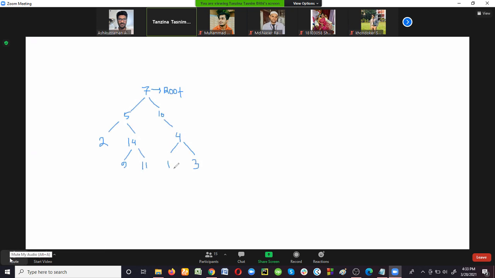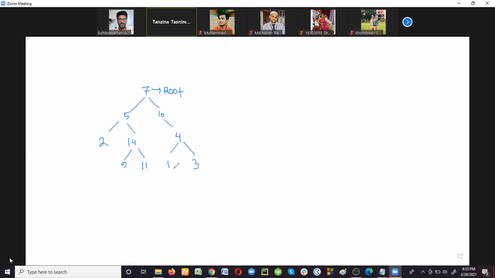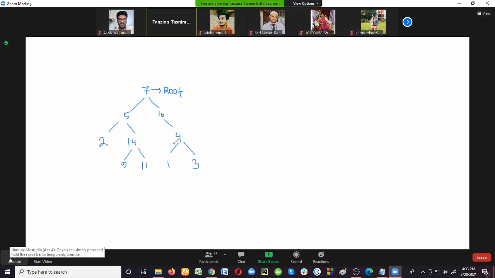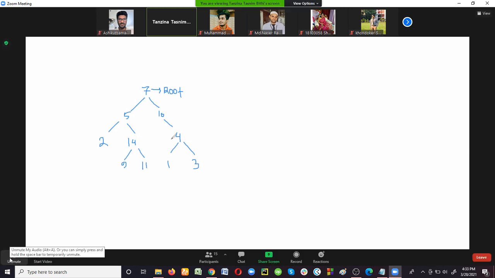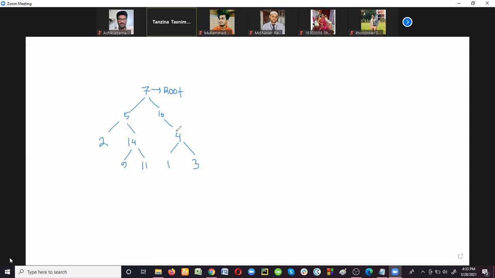For finding the depth of a node, we have to determine how many data are below that one. Like there is 1, 3, but both are in the same class, so we can consider 1. The depth of the node 4 is 1. Okay, what about the others? Is it correct that the depth of 4 is 1?